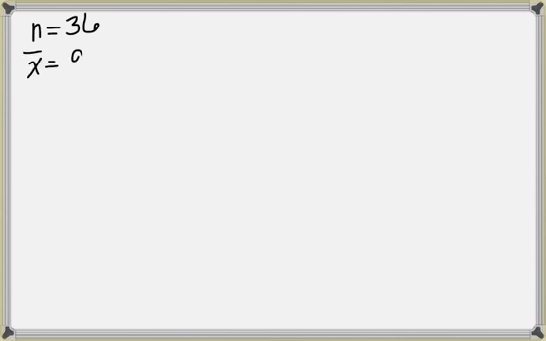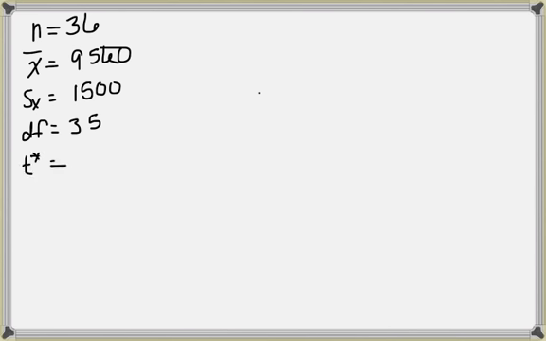Sample mean was 9,560. Standard deviation, 1,500. So based on this, degrees of freedom, we know is 35. And we're going to want our critical value. And this, you can get one of two ways. You can either get it from your table, or you can get it from the calculator.